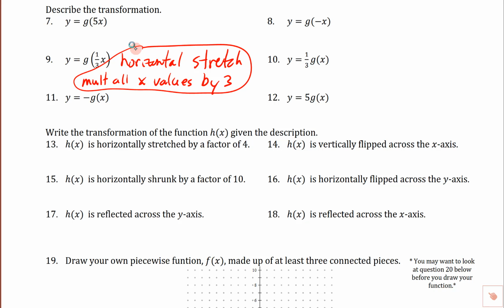And then let's take a look at number 15. It says x is horizontally shrunk by a factor of 10.